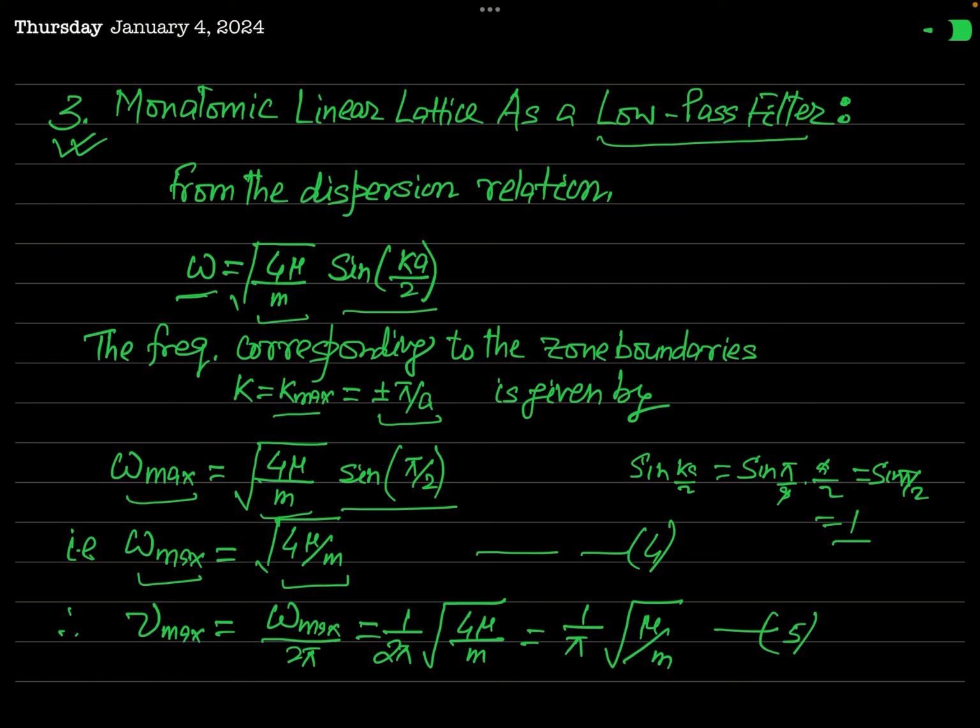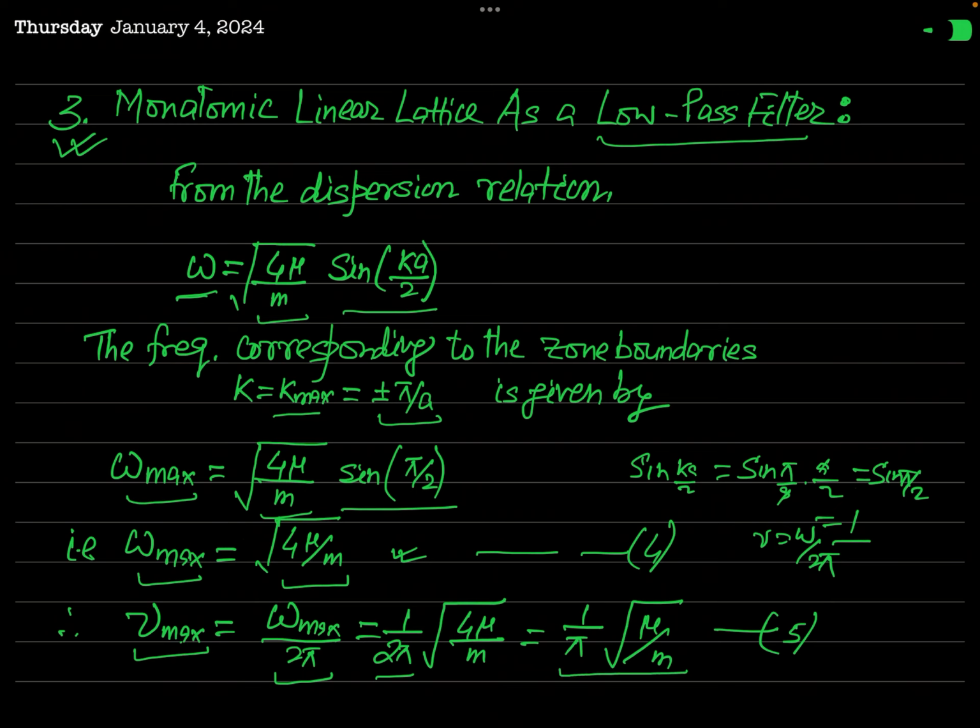Now if you want to find the corresponding regular frequency denoted by the symbol nu, since nu is equal to omega over 2 pi, nu max will be equal to omega max over 2 pi. But omega max you have obtained in this equation 4, so let us substitute that value here, and you will see that nu max is equal to 1 over 2 pi times the square root of 4 mu by m. But the square root of 4 is 2, and this 2 and this 2 will cancel out, and nu max is equal to what?